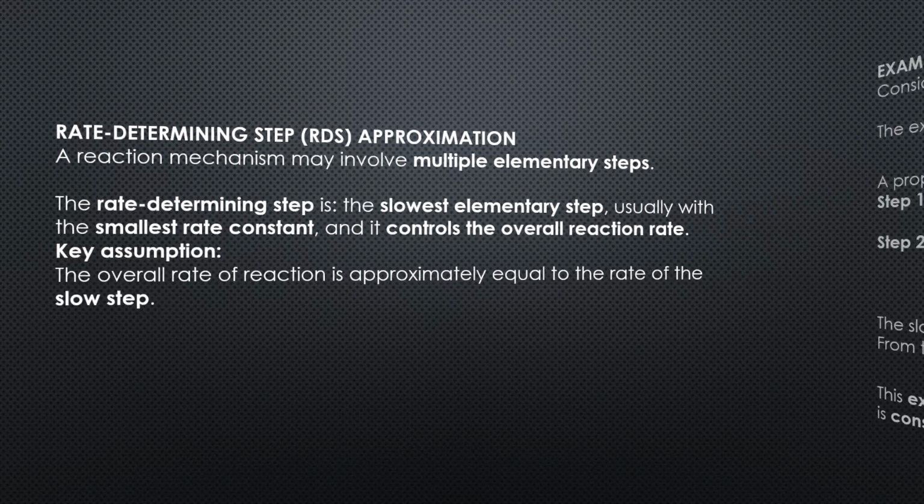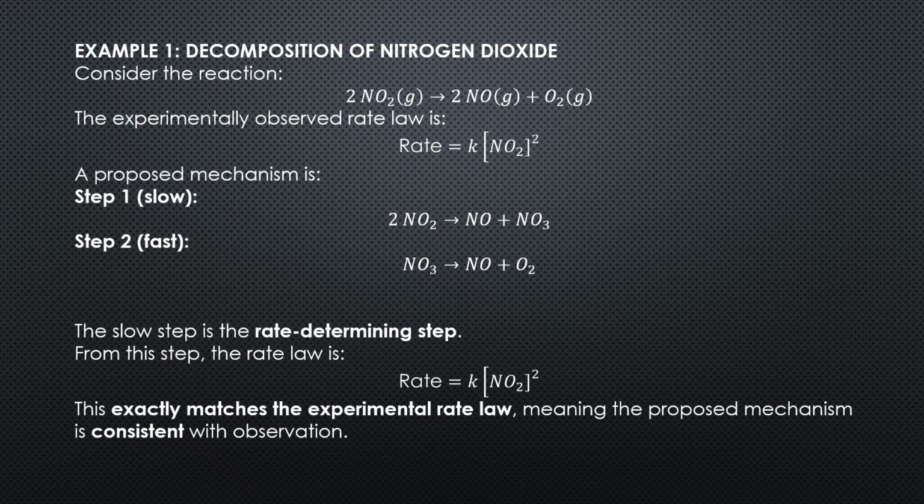Example 1. Decomposition of nitrogen dioxide. Consider the reaction where two molecules of nitrogen dioxide gas decompose to form two molecules of nitric oxide gas and one molecule of oxygen gas. The experimentally observed rate law states that the rate of reaction is proportional to the square of the concentration of nitrogen dioxide. A proposed mechanism is: Step 1.